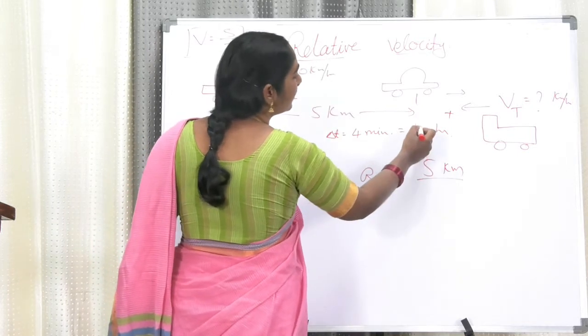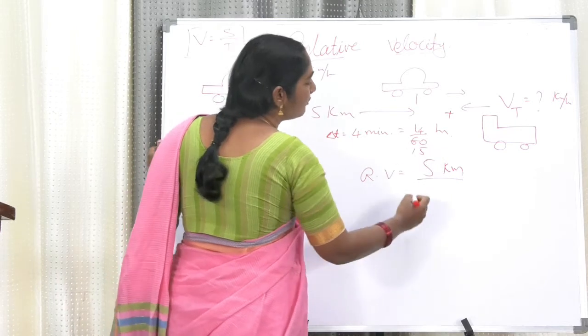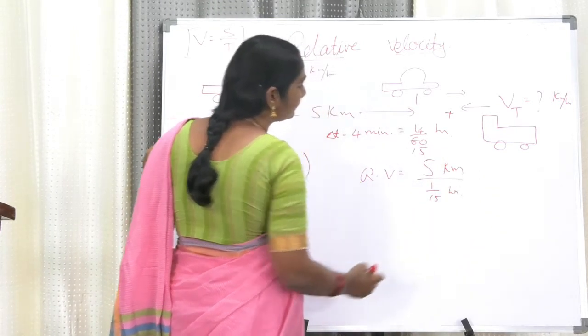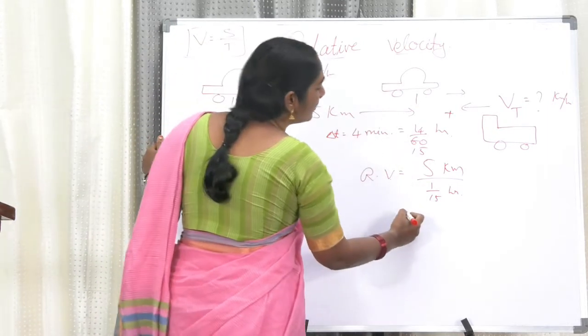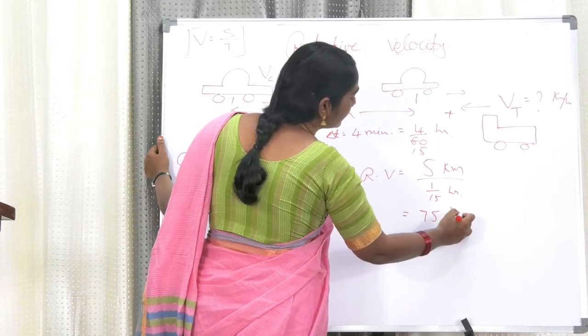Let us go for a cancellation. 5 into 60 by 4, so 1 by 15 hours. So the 15 will go up: 15 by 75 kilometers per hour.